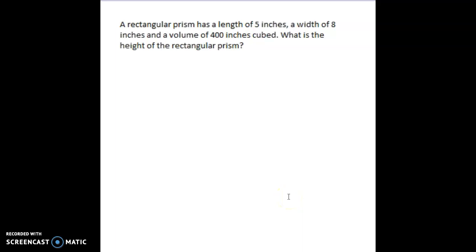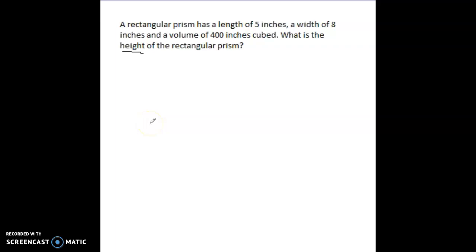Okay, so the question is, what do we do if we're given the volume and we're given two of the dimensions, which are the sides, but we're missing a third dimension? So in this question they say a rectangular prism has a length of 5 inches, a width of 8 inches, and a volume of 400 inches cubed. And they want you to find the height. Okay, so that is our focus, finding the height.